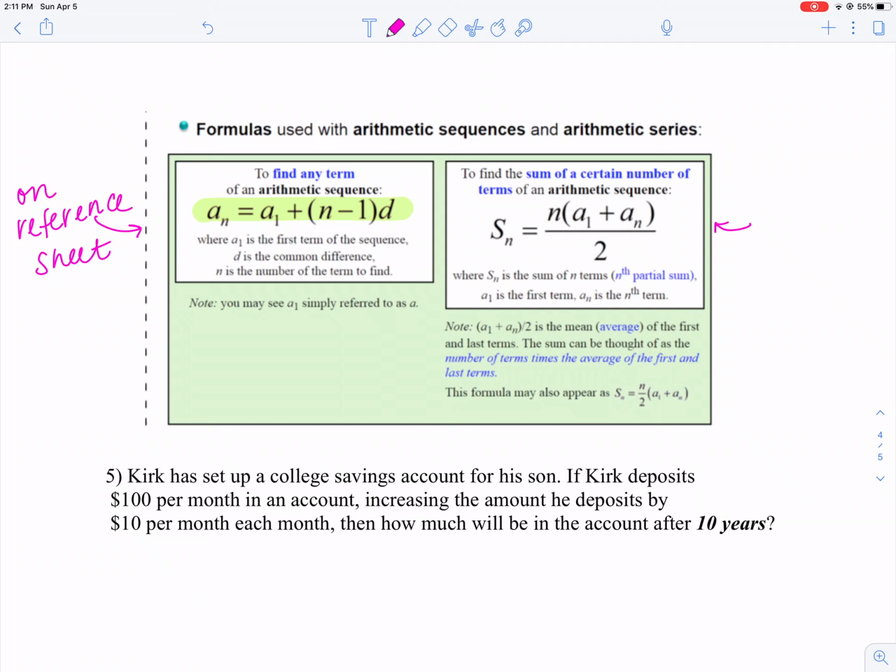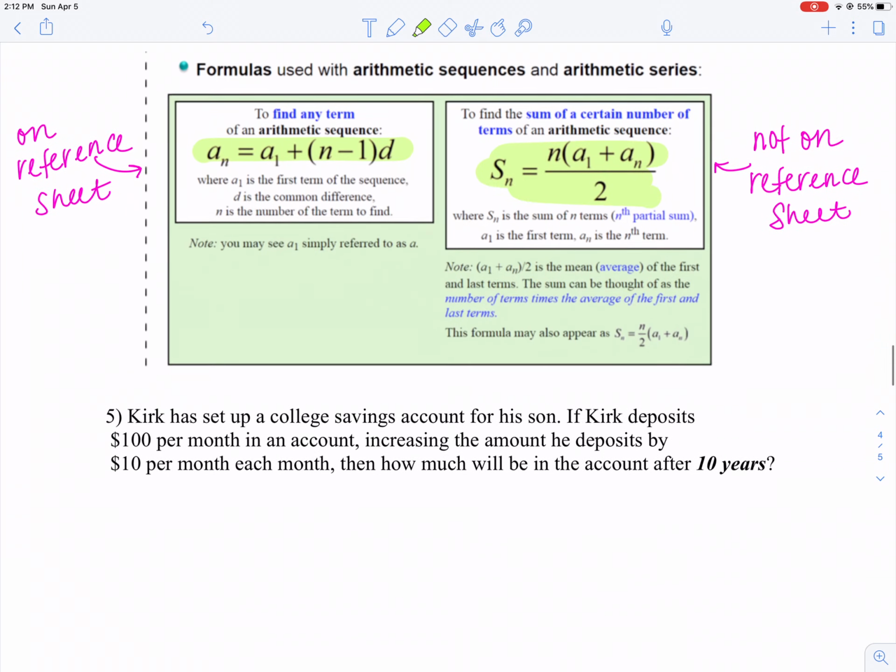that's the sum of a certain term of your sequence. That's your series. S sub n is the sum of whatever number of terms that you're looking for. A sub 1 is your first term. A sub n is the last term. This is unfortunately not on your reference sheet. So you would have to memorize that. So I am giving you both of these here, but you would have to memorize that second one, your series formula.